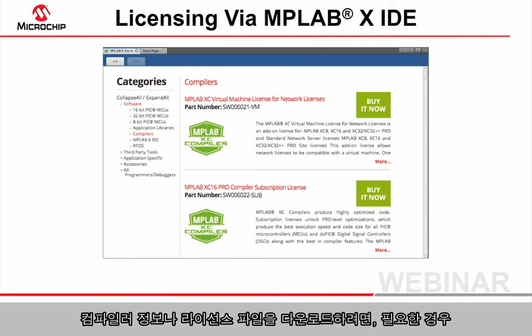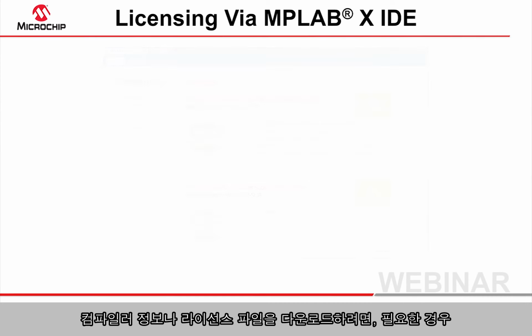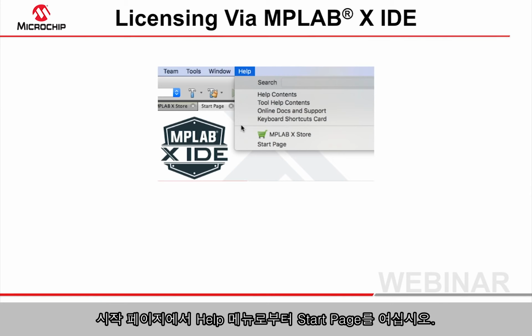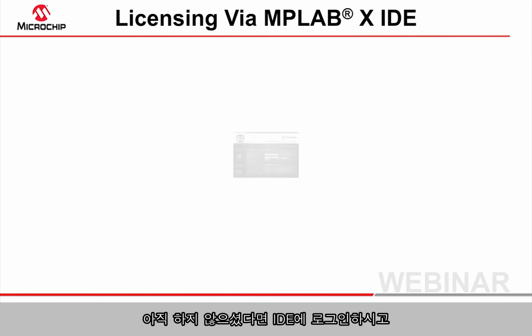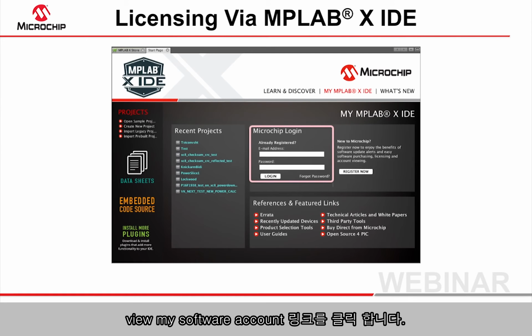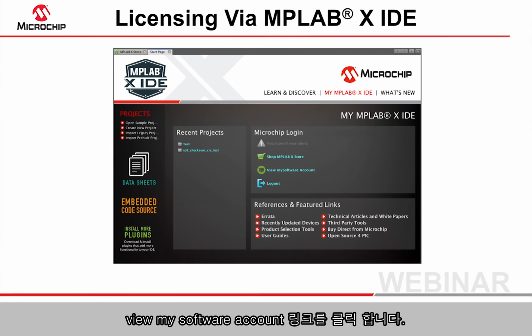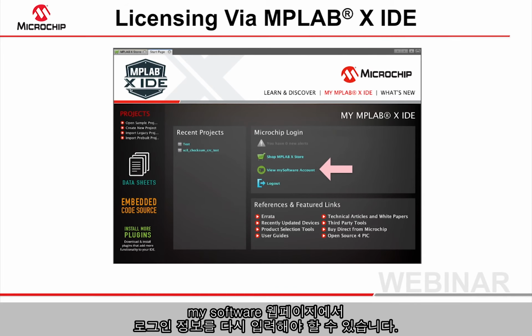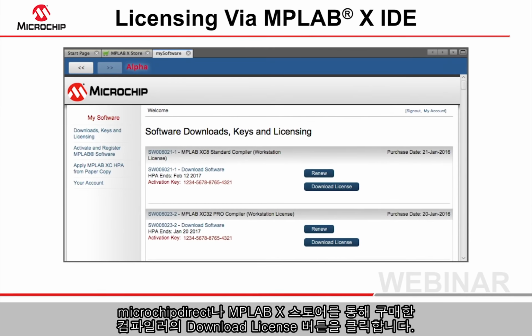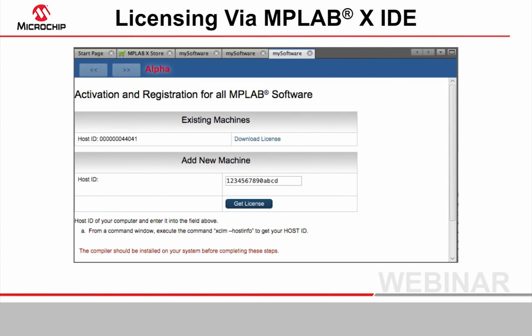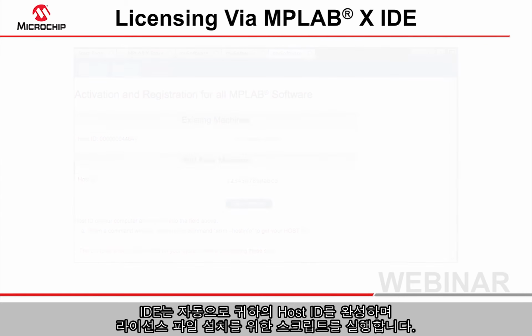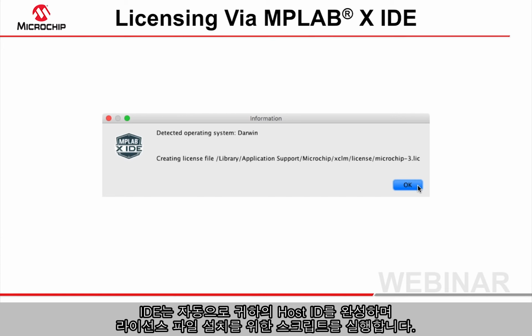To obtain compiler information or download license files, open the Start page, if required, from the Help menu, Start page. Log into the IDE if you haven't already, and click the View My Software Account link. You might need to re-enter your login details for the My Software web page which opens. Click the Download License button for any compilers purchased through Microchip Direct or the MPLAB X Store. The IDE will automatically complete your host ID and execute the script to install the license file for you.